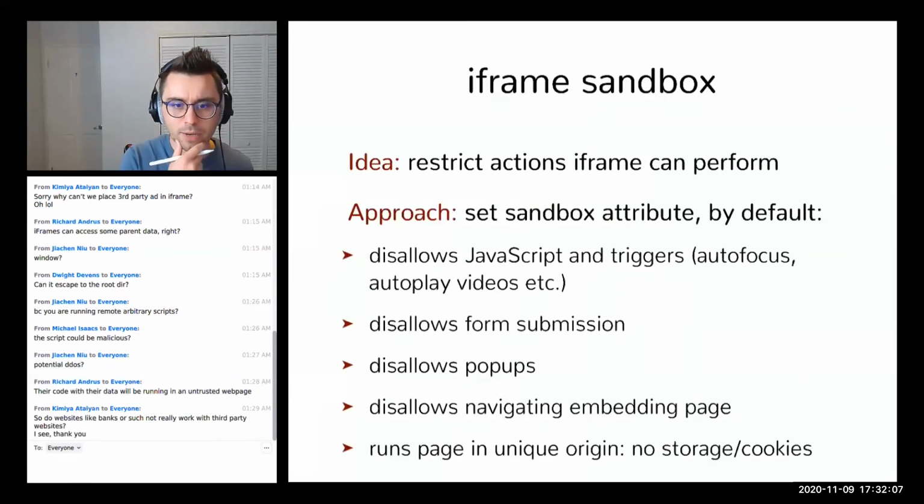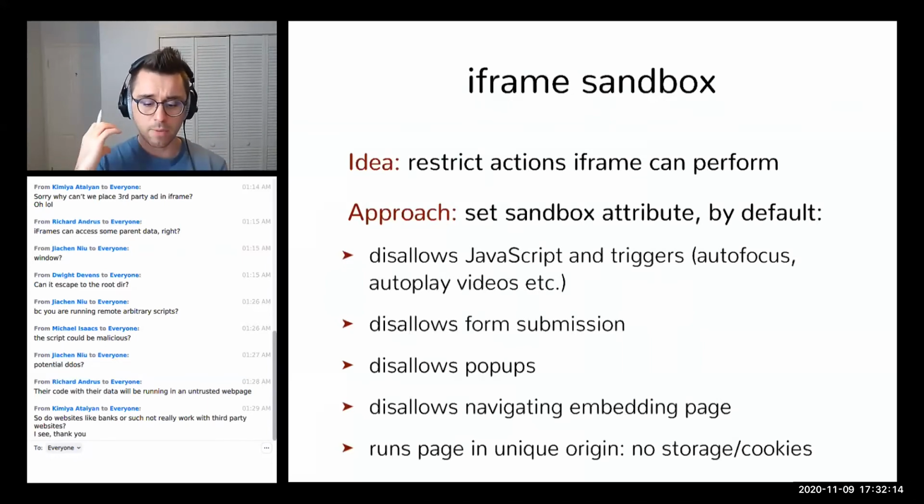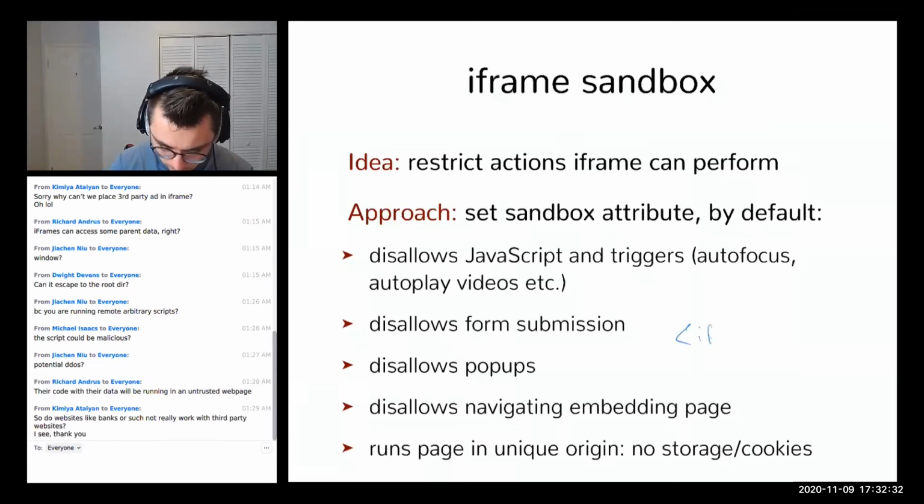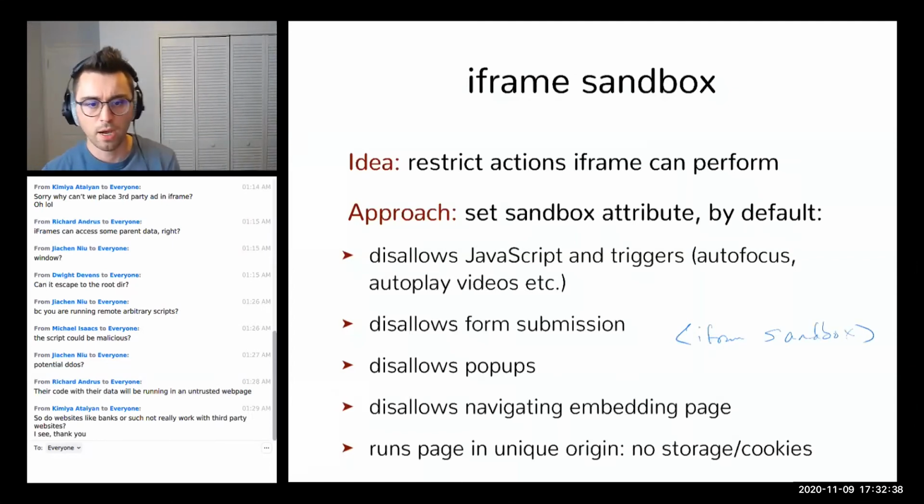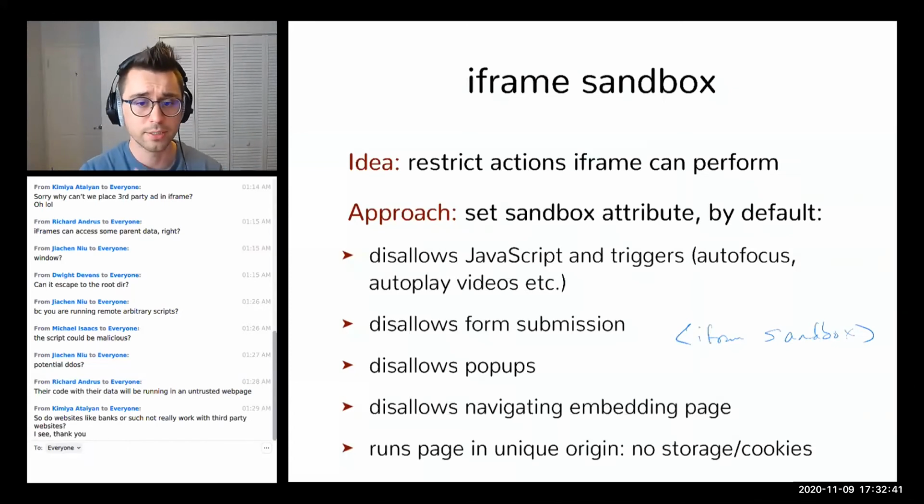The idea behind the iframe sandbox is that we want to restrict the actions that an iframe can perform, so that iframes essentially become an isolation primitive and not just another nested execution environment. We set the sandbox attribute when we create an iframe. So we write iframe and then sandbox. This creates a sandboxed iframe, and by default it disallows JavaScript and triggers from being executed in this iframe. It can't execute JavaScript, it can only render HTML.